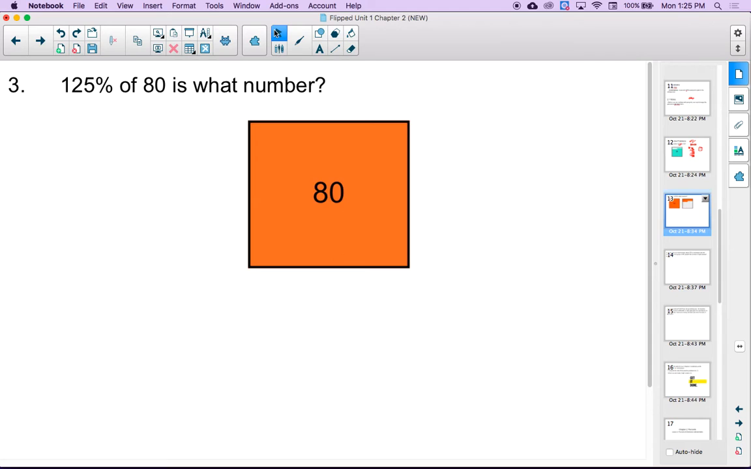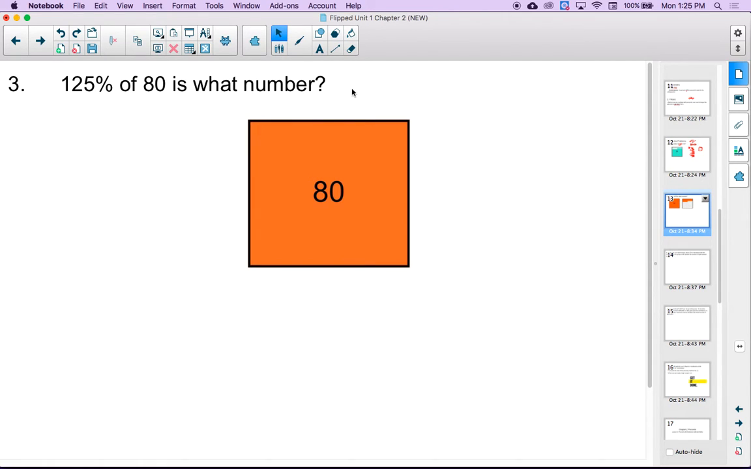Here's another one for us to look at. Notice I'm skipping number 2. You're going to have to go back and do number 2 tonight. Number 3 here says 125% of 80 is what number? So I'm going to do another visual for you. I want you to be able to picture this.